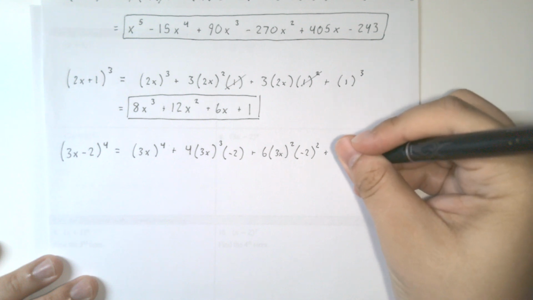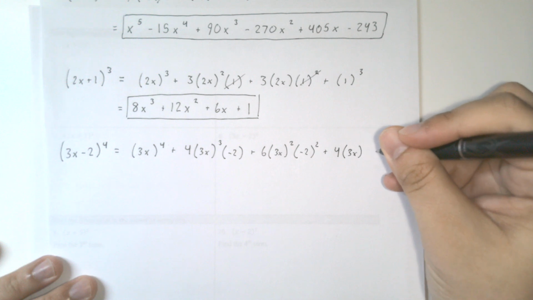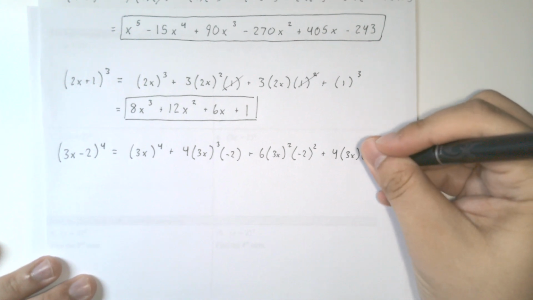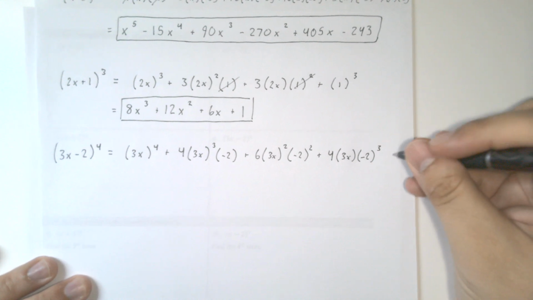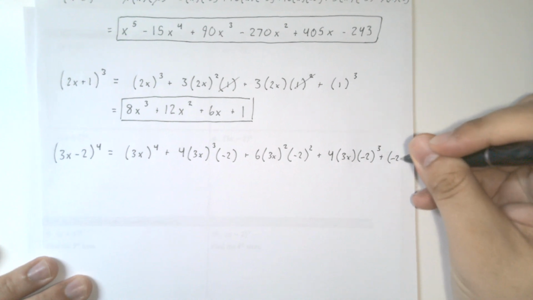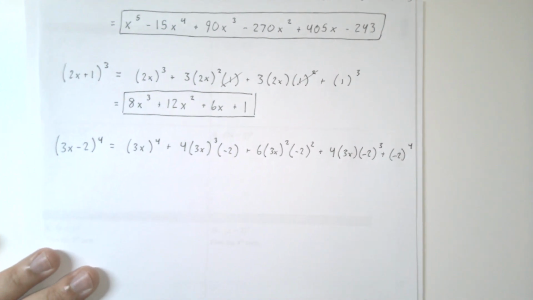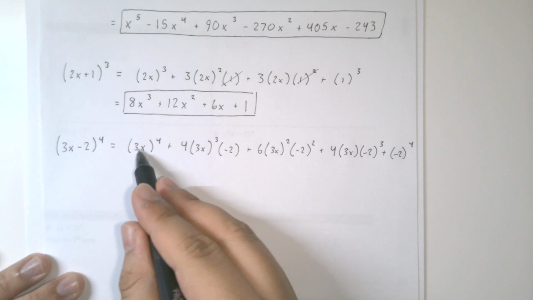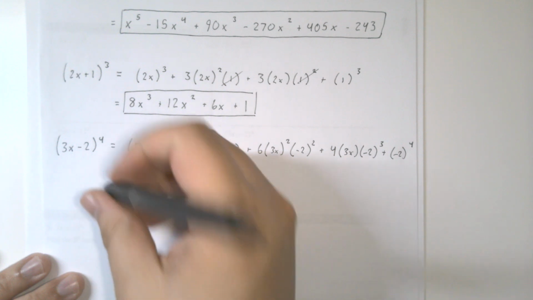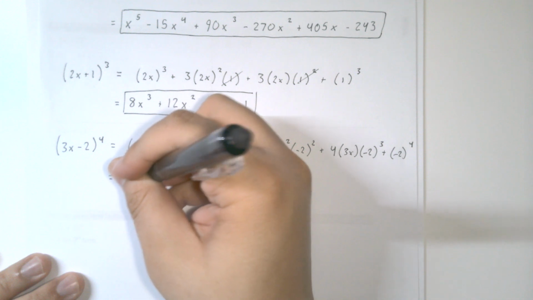The next term we have is 4 times 3x. That's just going to be to the first, but the next thing is the negative 2 to the 3rd. And lastly, we have negative 2 to the fourth. So simplifying all of this, we have 3 to the fourth power, which is going to be 81 x to the fourth.